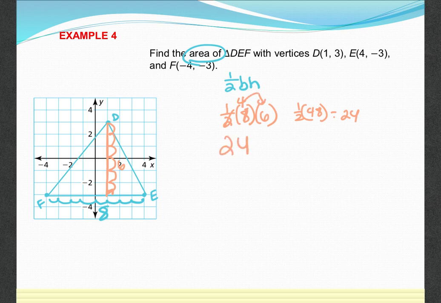So there's a couple of different ways to do that. I could have done half of 6 and then done that times 8. As long as you only cut one of those numbers in half, or you multiply them together first and then cut them in half.